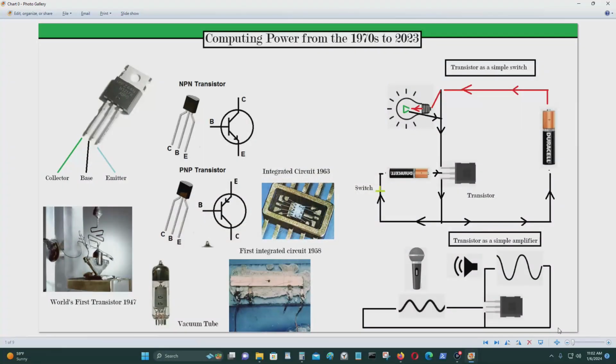Hello everyone, so in today's video I'll be talking about computing power from the 1970s to 2023. So let's begin.